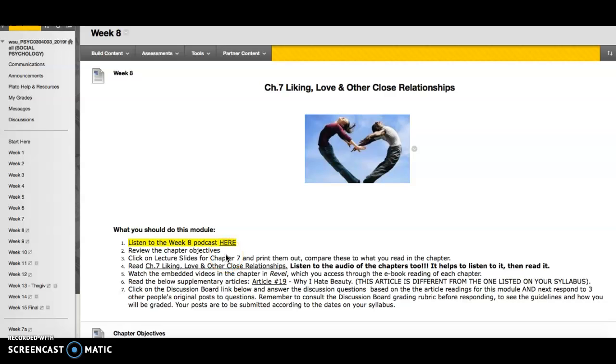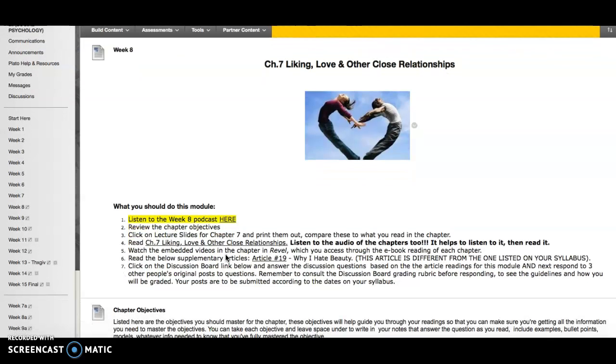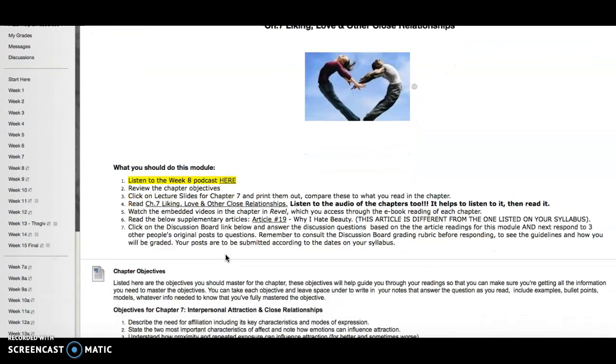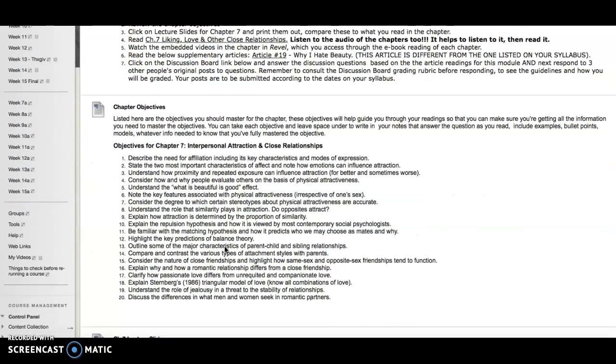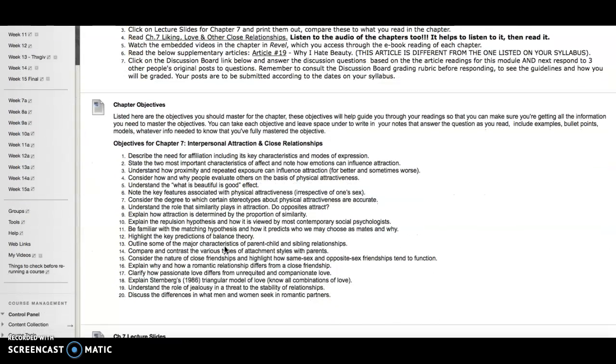We are in week 8 and we're going to be covering chapter 7, which is liking, love, and other close relationships. Here is your to do list for the week and the chapter objectives. So let's go through some of these.